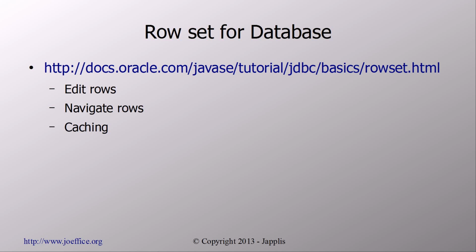Fortunately, Java also has an object called rowset. A rowset is about like a wrapper around the result set that allows you to edit rows, to navigate between rows, so to go forward but also backwards, and it also contains some caching. So for more information, just go to the URL that I'm showing here.